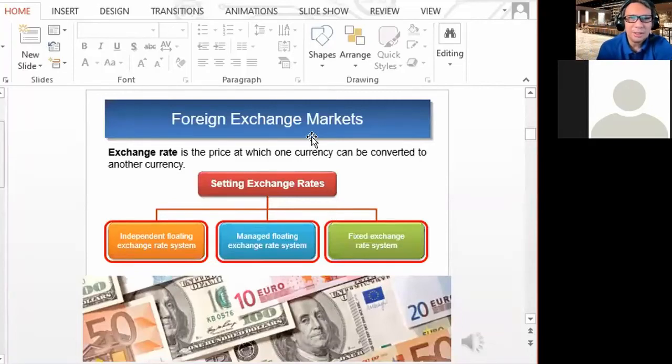Okay, so let's have a brief review of what we understood last time. The exchange rate, there are three kinds. By the way, the exchange rate is the price at which one currency can be converted into another currency. So when we speak of exchange rate, we speak of two currencies, the domestic currency and the other country's currency, or the foreign currency. We are comparing the value of one currency with another.